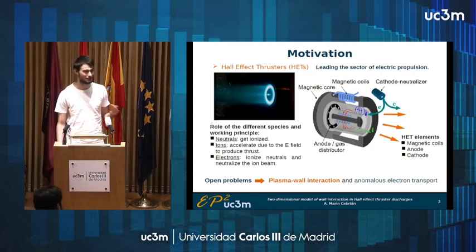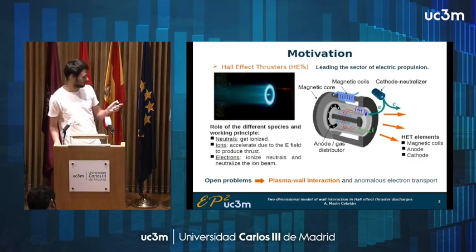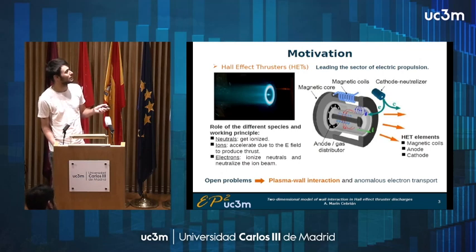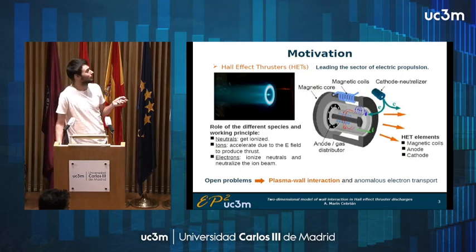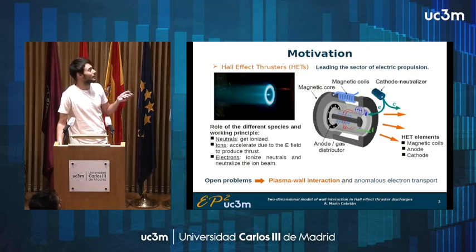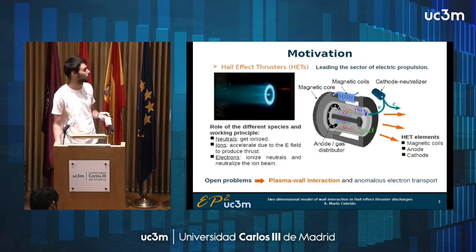So first we have to know what is a Hall effect thruster. It is leading the world of electric propulsion, and basically what we have is a system which has some magnetic coils to generate a magnetic field which is mainly radial but has some 2D features. Then we have an anode and a cathode. The neutrals are injected through the anode plate and get ionized inside the chamber. Once they are ionized, they become ions which are accelerated by the potential difference generated between the anode and the cathode. And electrons are generated at the cathode, and some of them come inside and some of them go outside and neutralize the plume.